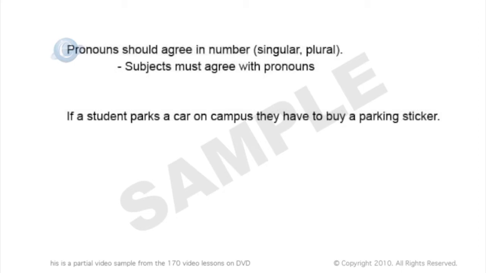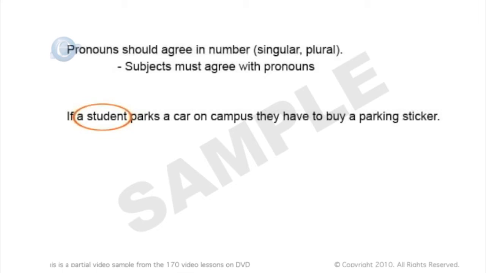Sounds perfectly good, we use it all the time. If a student parks a car on campus, they have to buy a parking sticker. We use that, if a student and then go to they, all the time. But actually that's not accurate. It should be if a student, which is singular, then the pronoun has to refer back to that singular student, one single student. It shouldn't be they because that's a plural.